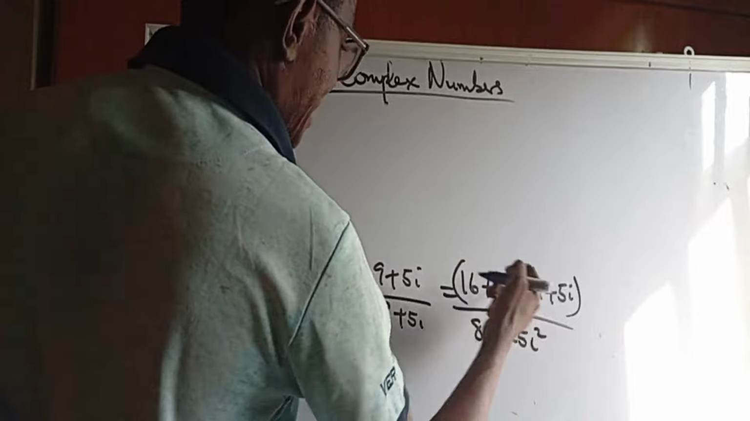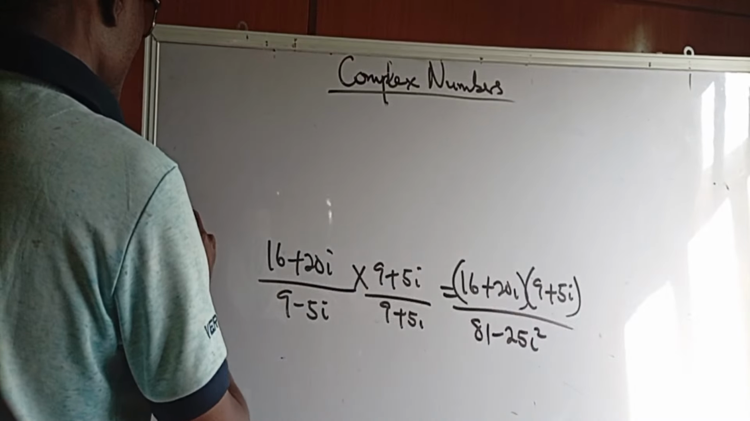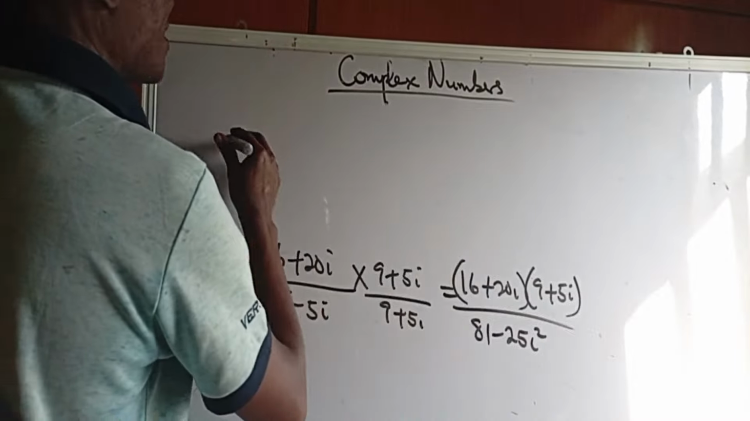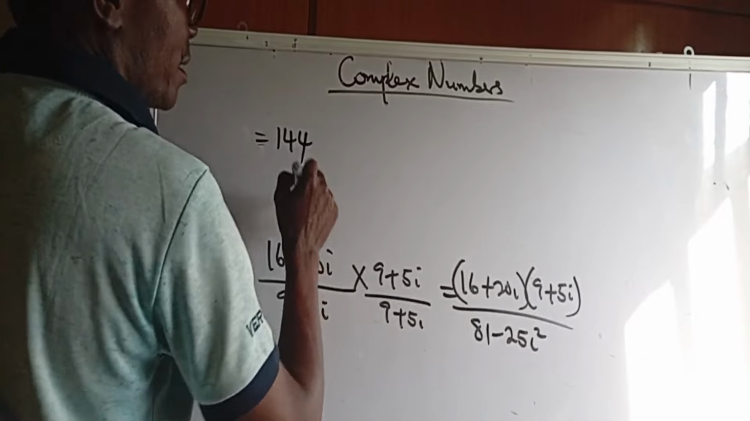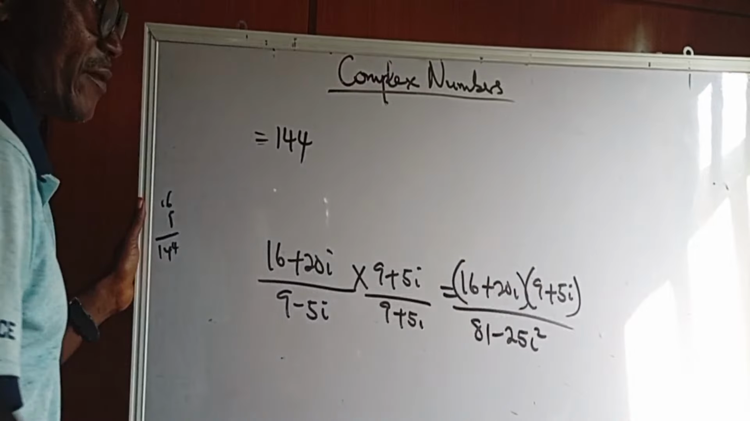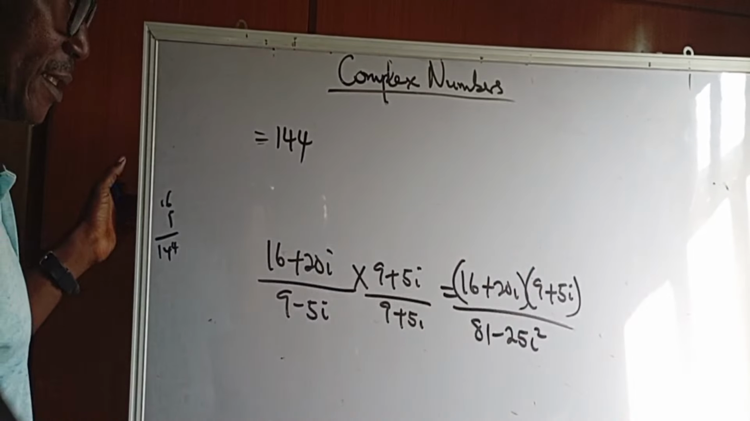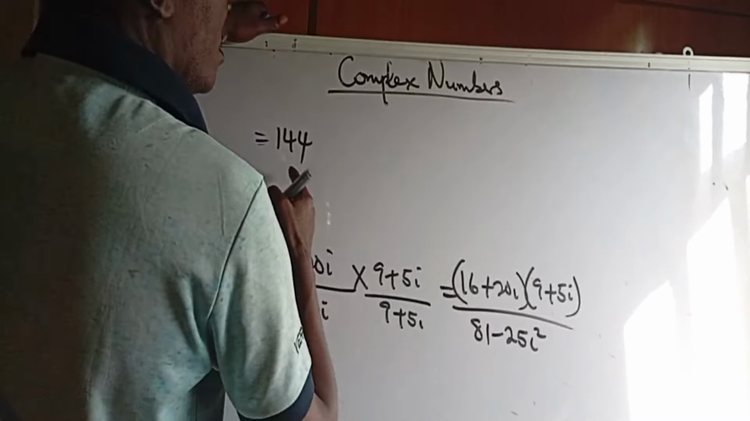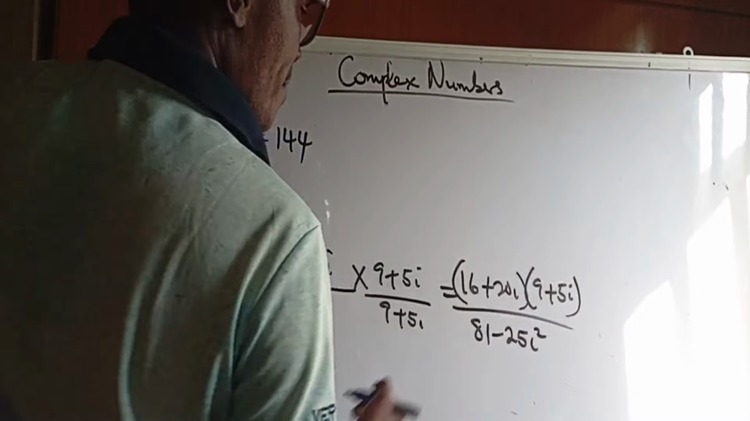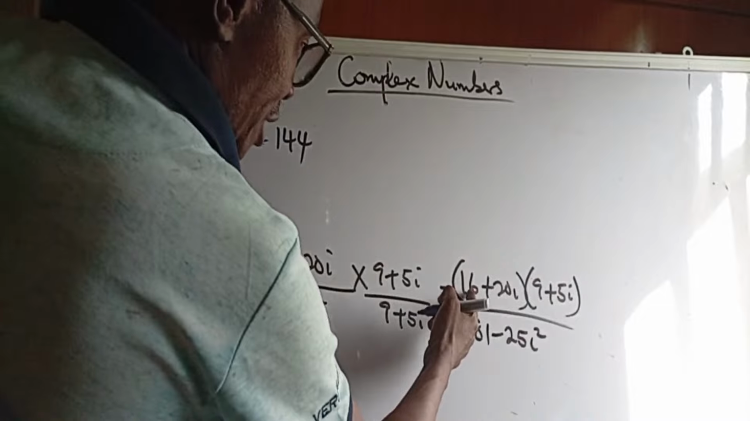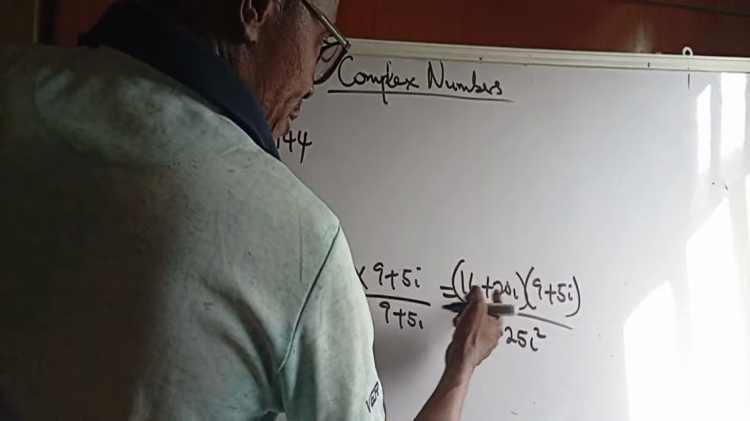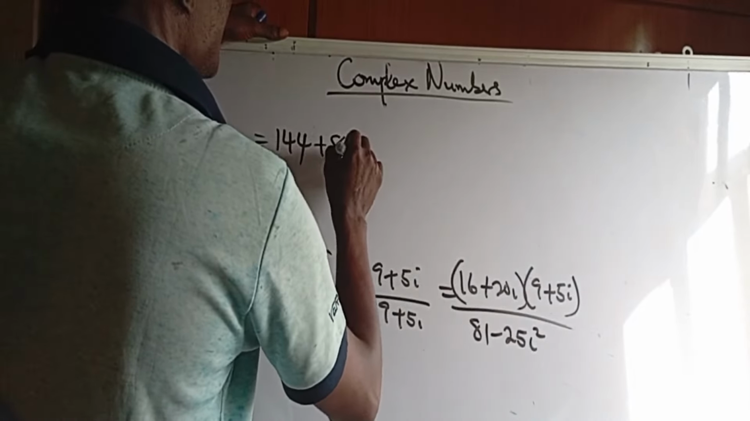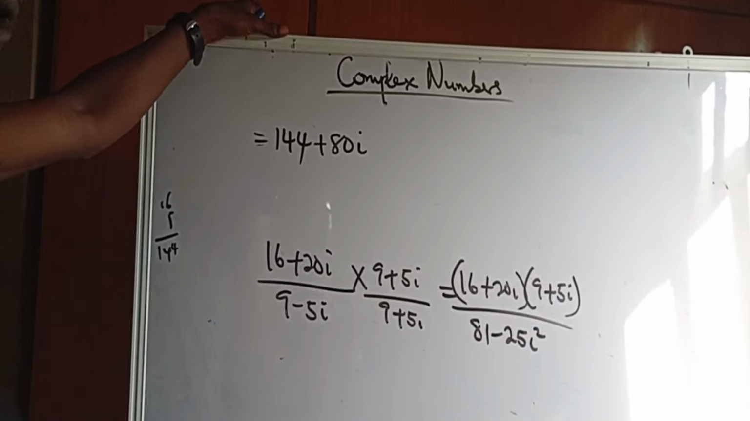we have 16 times 9. This is 144, because 6 times 9 is 54. I hope you understand that. And the remainder is 5. Now, 16 times 5i. I've multiplied 16 by 9, I'll now multiply 5i by 16. That's plus 80i. Are we following?